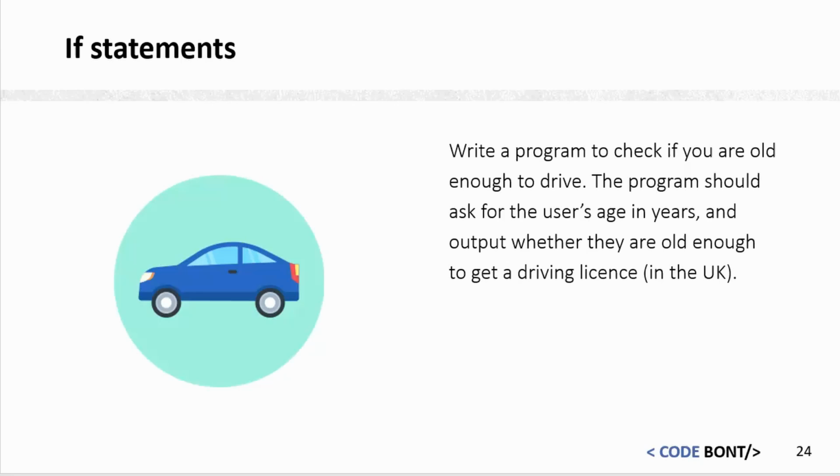Whether you are leaving to go to work, leaving to go to school, you are making conscious decisions all day, every day. So what we're going to be doing is you're going to write the program to check if you're old enough to drive. The program will ask for a user's age in years. So we're basically going to get them to input something, and it's going to output if they're old enough to drive. So we're going to make a decision.